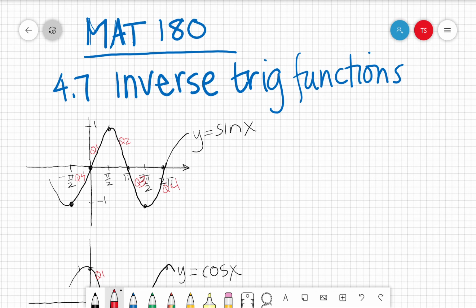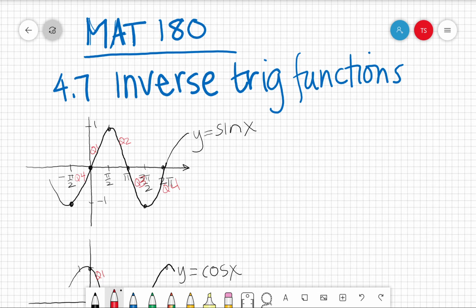All right, students, in this video, we're going to focus on the inverse trig functions. And so we're going to start off with, and we're only going to look at the sine, the cosine, and the tangent for right now. And we're going to start off with the graph of y is equal to sine x.